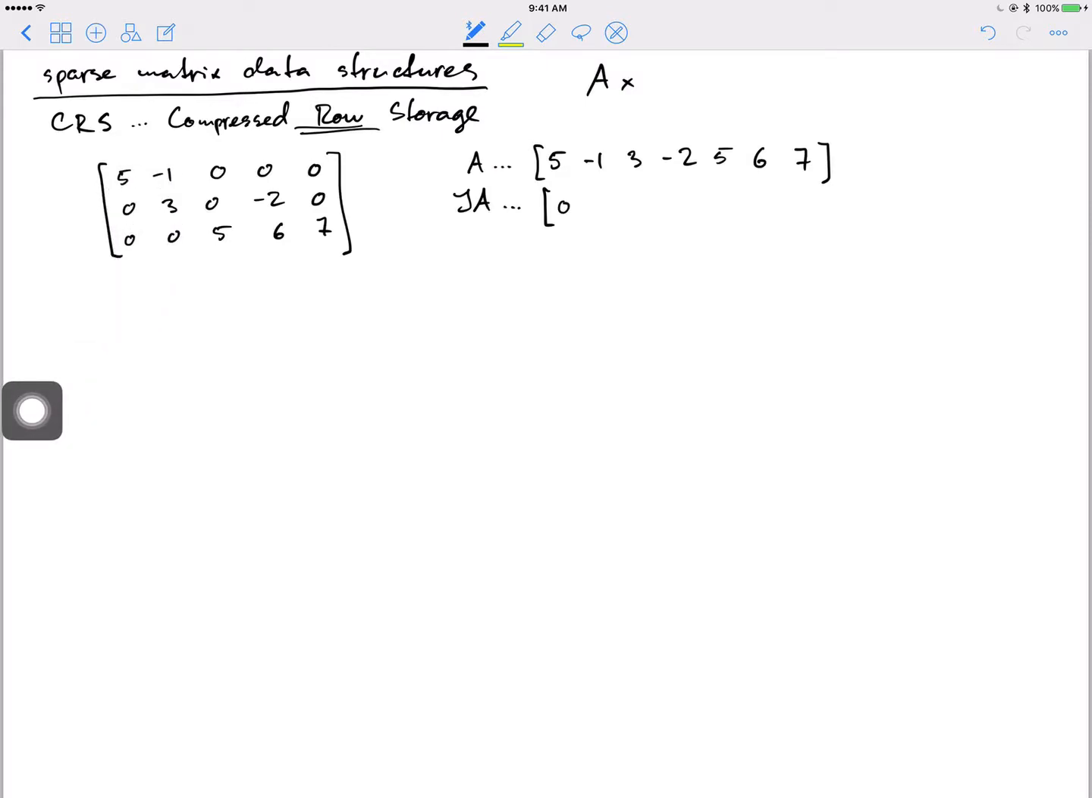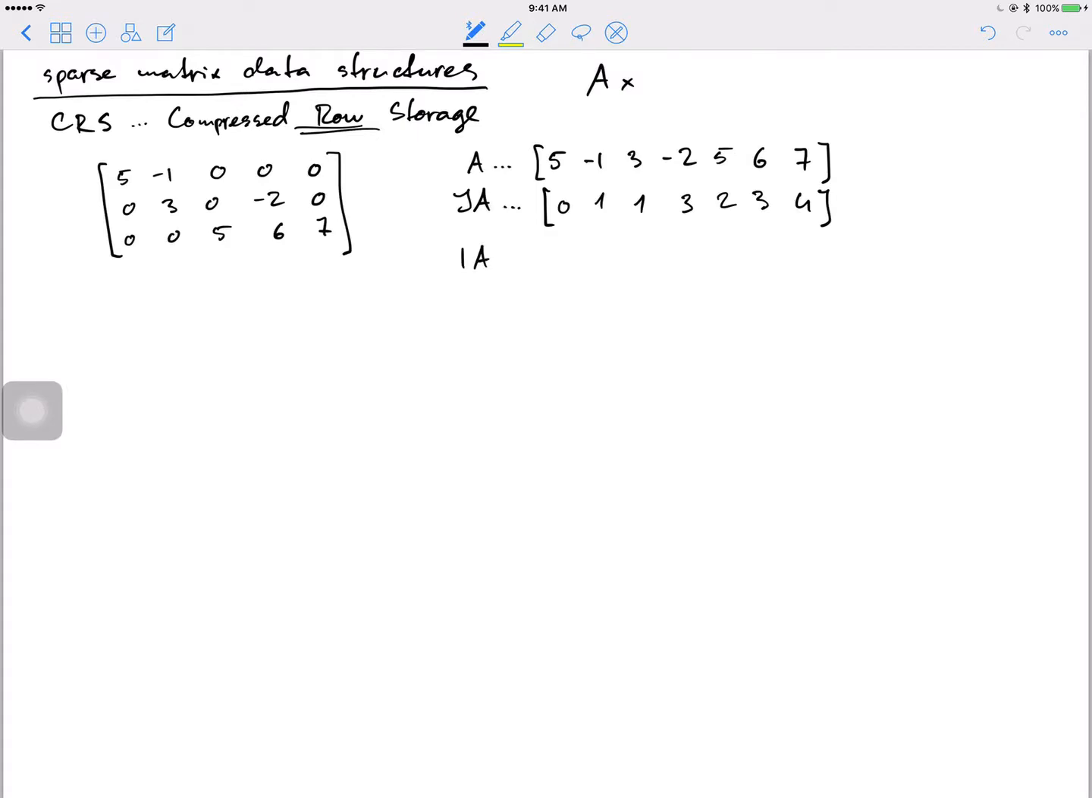So it'll be 0, this will be 1. Then the 3 was 1, right? Then the minus 2 was 0, 1, 2, 3. And this was 0, 1, 2, 3, 4, if I assume zero-based indexing.